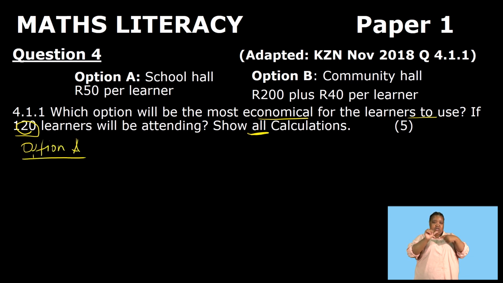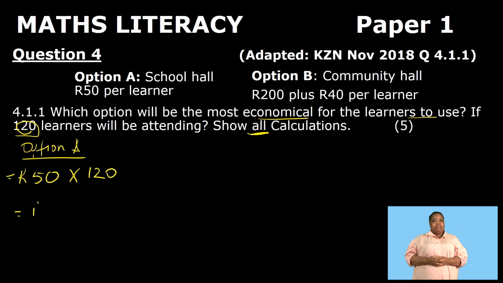Now for option A, we are told that there will be 50 Rand that will be paid by each learner. So we have this amount multiplied by the number of learners. So 50 Rand multiplied by 120, it means in total they will be paying 6,000 if they choose option A.